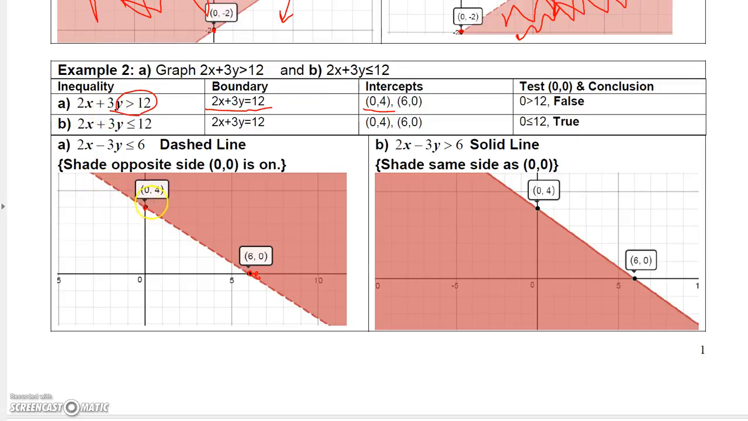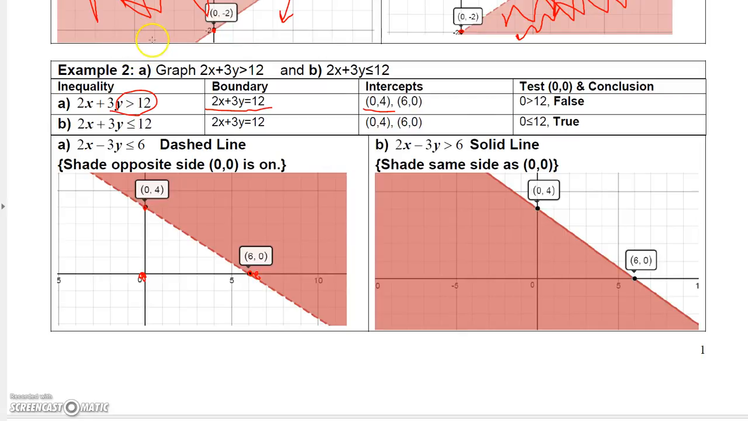So we draw a broken line, and then we test the point (0, 0). When I plug (0, 0) in here, I get 0 is greater than 12, which is false. So that means (0, 0) is below. And since I got a false statement, I have to shade the opposite side. So I shade above the line. You can see the shaded region.